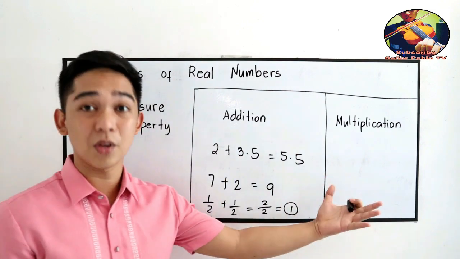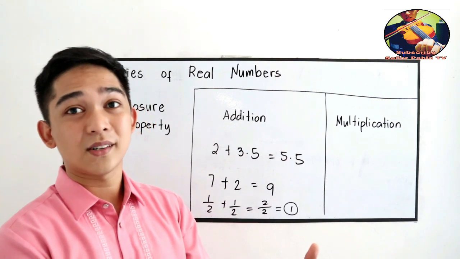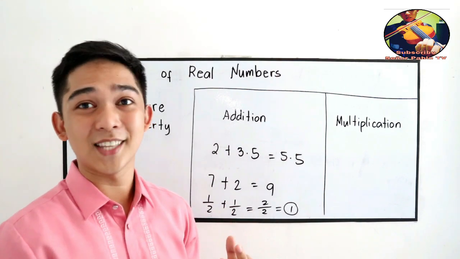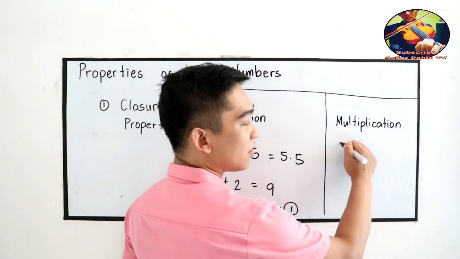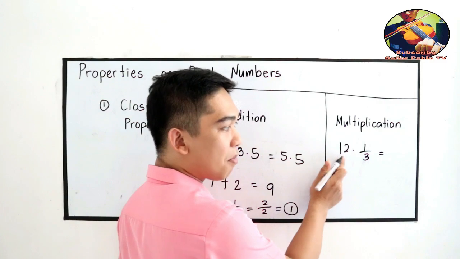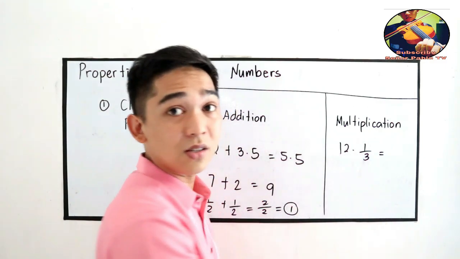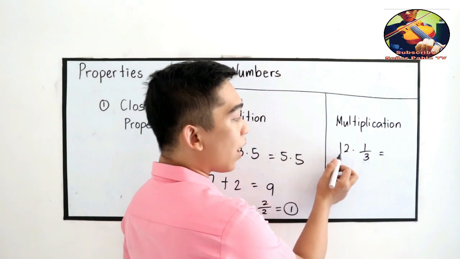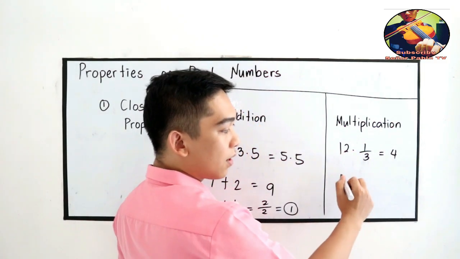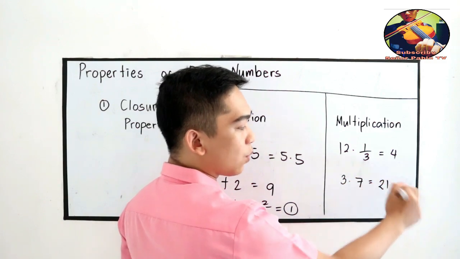Same case with our multiplication. If you're going to multiply two different real numbers, then the product is a real number also. So we have 12 times 1/3. We multiply a real number and another real number, then the product is also a real number. So 12 times 1 divided by 3, that is 4. Or 3 times 7, that is 21.